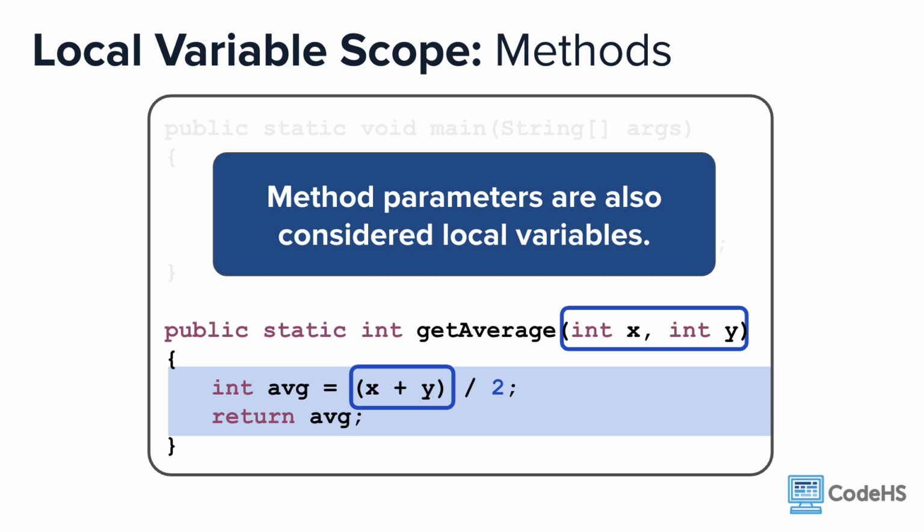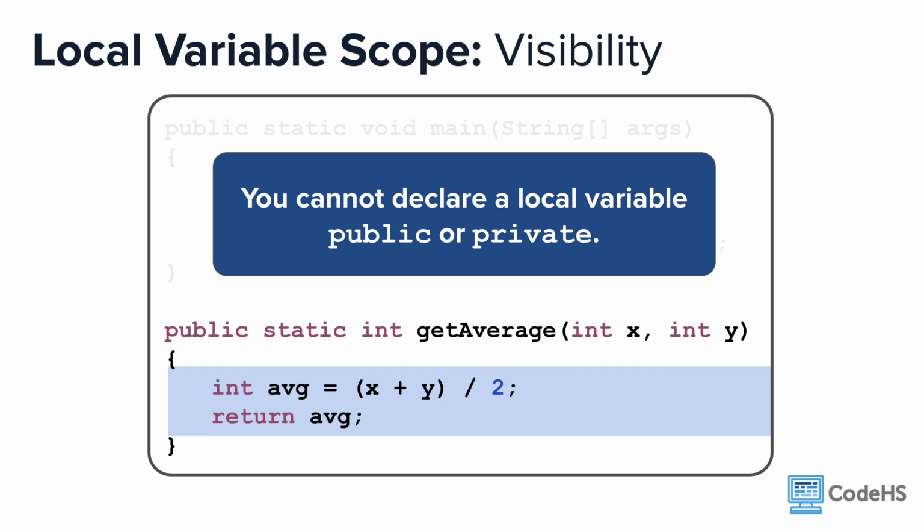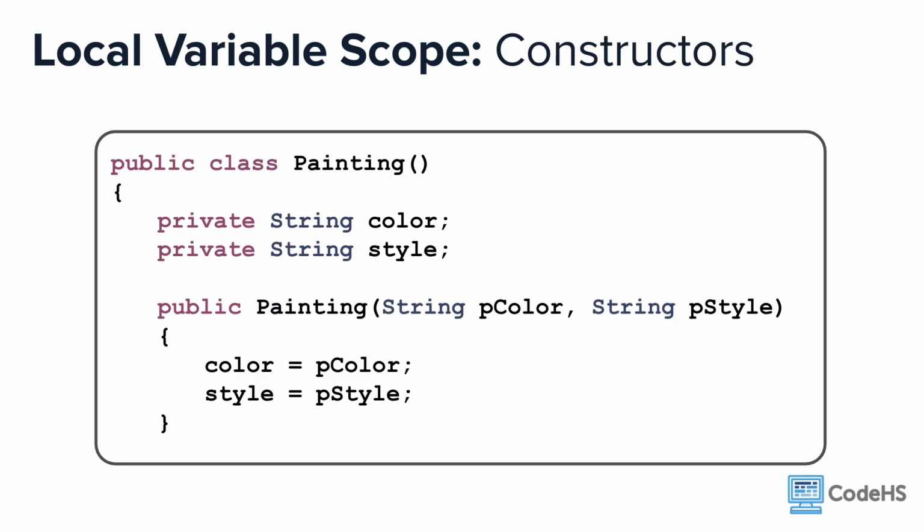An important note about local variables is that you cannot declare local variables private or public. And this makes sense. Local variables are already confined to the block of code in which they are declared, so there is no need to declare their visibility as either private or public. All of this also applies to constructors as well.